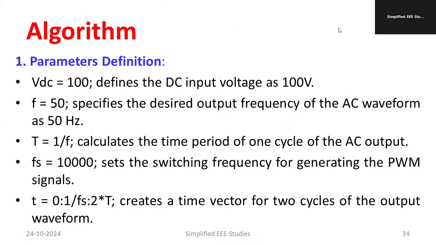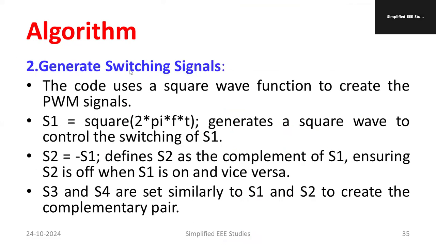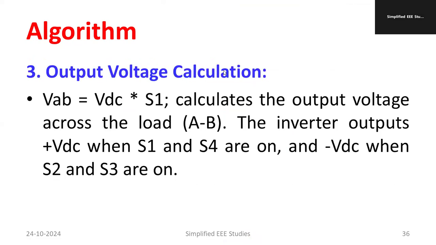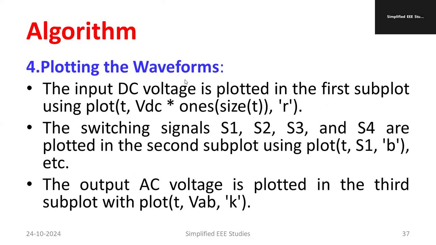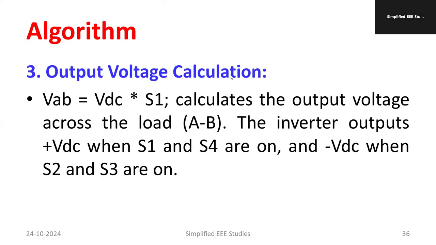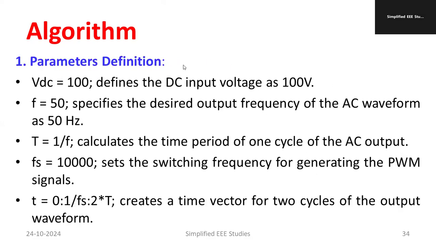So we have to follow the following algorithm. First of all, you have to define the parameters. Next, you have to generate the switching signals. We have four switches, so we have to produce the switching pattern. Then you need to calculate the output voltage. Ultimately, you have to plot the waveforms. These are the four steps involved in the MATLAB design.